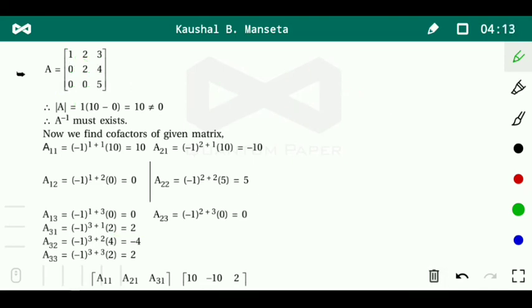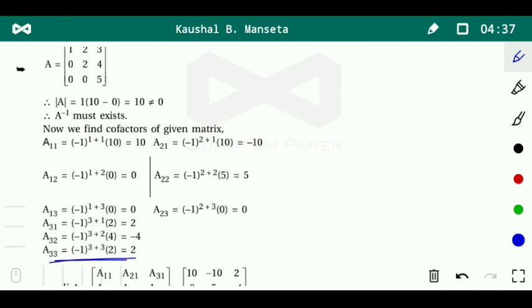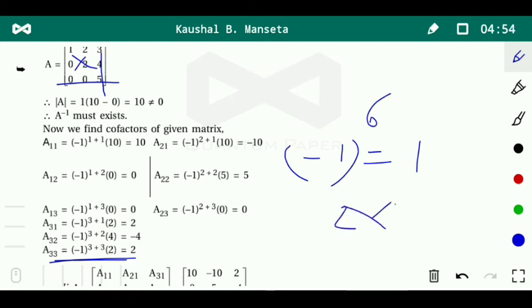Next we have to find out A32. We have to remove third row, second column. So minus 1 raised to 5 gives minus 1 and the value of determinant is 4 1s are 4 minus 0, 4. So answer is minus 1 into 4 gives minus 4. Next we have to find out A33. We have to remove third row, third column. So minus 1 raised to 6 gives 1, and the value of determinant is 2 1s are 2 minus 0, so 2. So 2 into 1 gives 2.